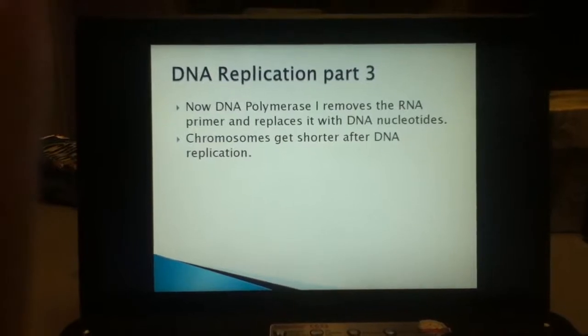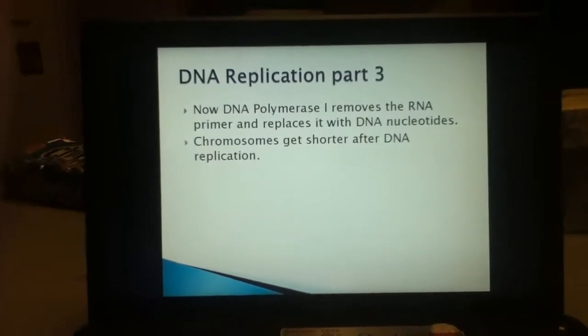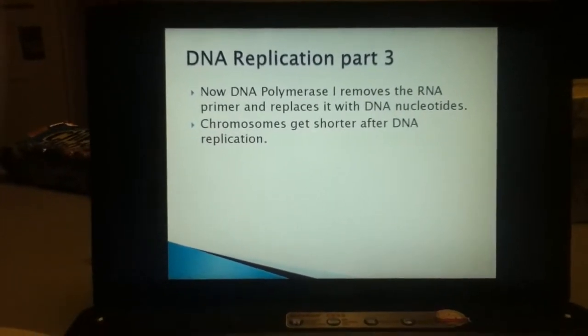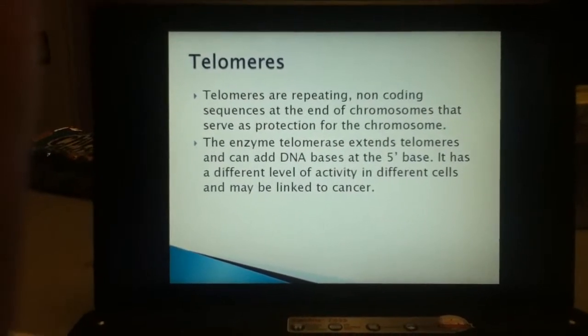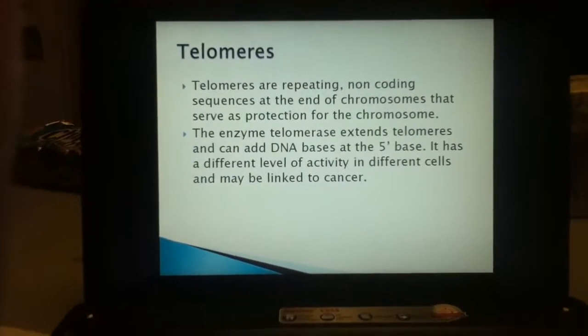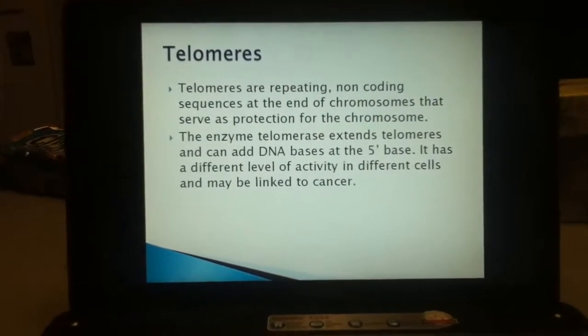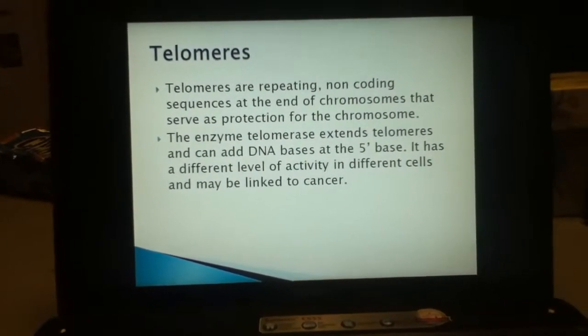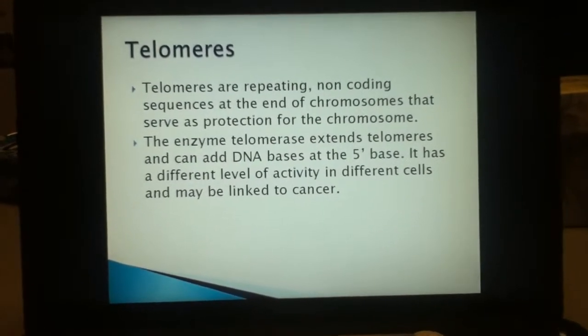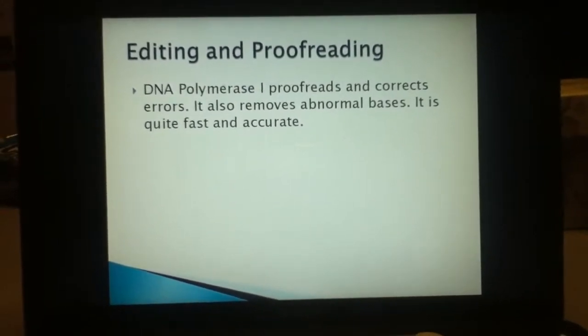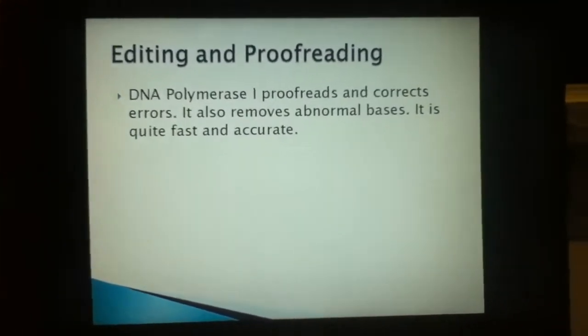DNA polymerase I removes RNA primer and replaces it with DNA nucleotides. Telomeres are repeating non-coding sequences at the end of the chromosomes that serve as protection for the chromosome. Enzyme telomerase extends telomeres and can add DNA bases at the 5' end. DNA polymerase proofreads and corrects errors and removes abnormal bases.